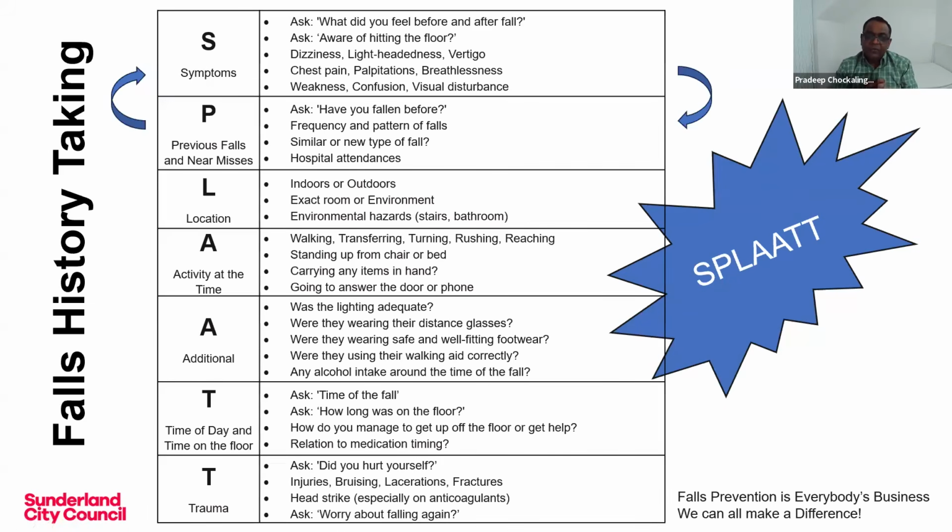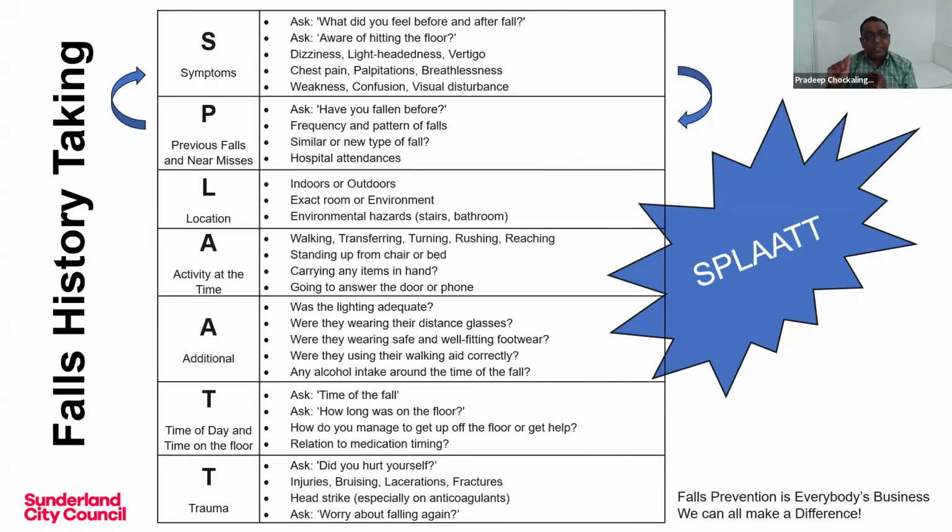So falls history taking, most people use the SPLAT technique. S means symptom, P for previous number of falls, but in a practical sense, past falls come first, and location where the fall happened, activity, what they were doing at the time of the fall, additional information such as lighting, are they using a walking aid, that type of additional question. Time when the fall happened, how long they were on the floor, what trauma. If I ask one fall at a time, usually I start with the recent fall and go backward. If I go that way, I can see some pattern emerging.